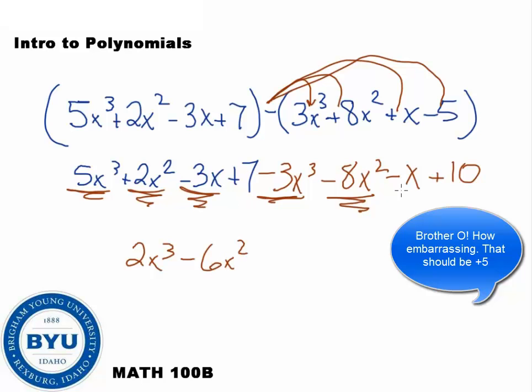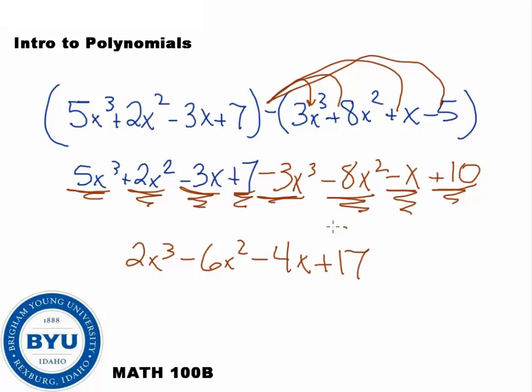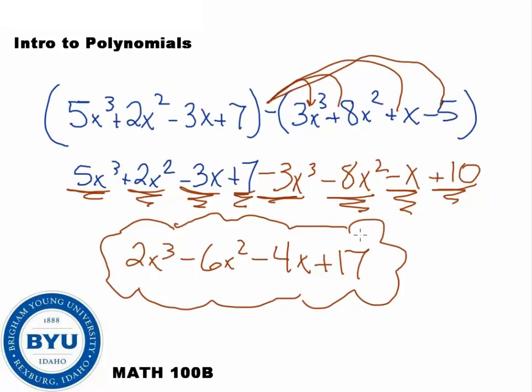Now let's do the x's. Here we have a minus 3x minus 1 more x. That's negative 4x. And lastly, plus 7 and plus 10, plus 17. And so this is the answer we get when subtracting these polynomials. Again, I'd highly recommend to distribute that subtraction sign, and then combine like terms.